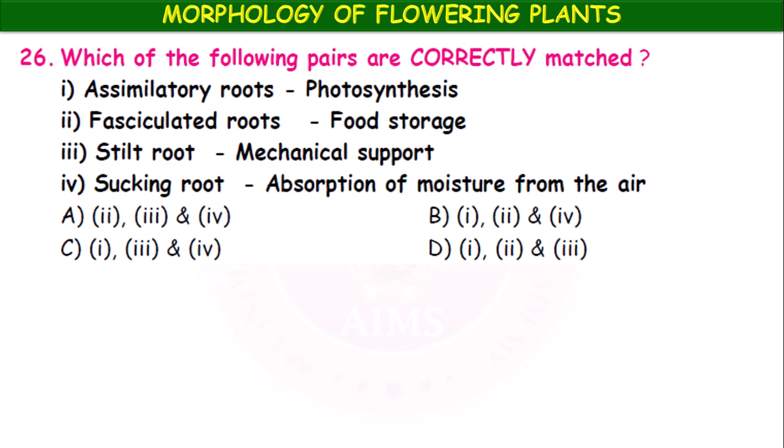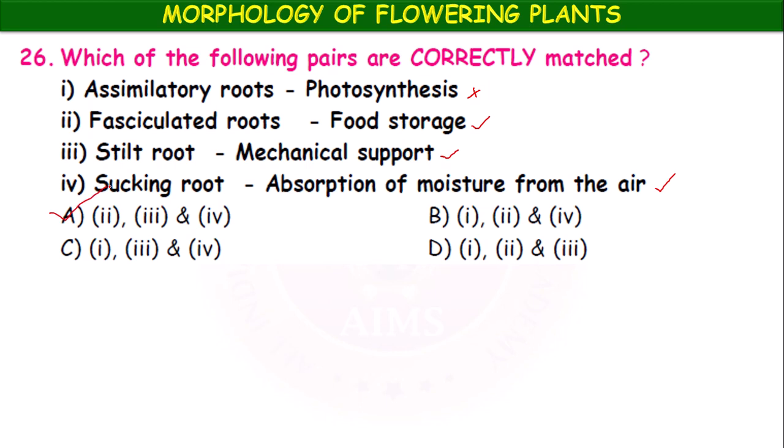Here, we have to select the correctly matched options. First one, assimilatory roots, photosynthesis, this is wrong. Fasciculated roots, okay, carrot, beetroot, these are all napiform, fusiform, food storage. The next, stilt roots, yes, prop roots, stilt roots, they are mechanical roots. Sucking roots, okay, they absorb the moisture from the air. So here the options 2, 3 and 4 are correct.